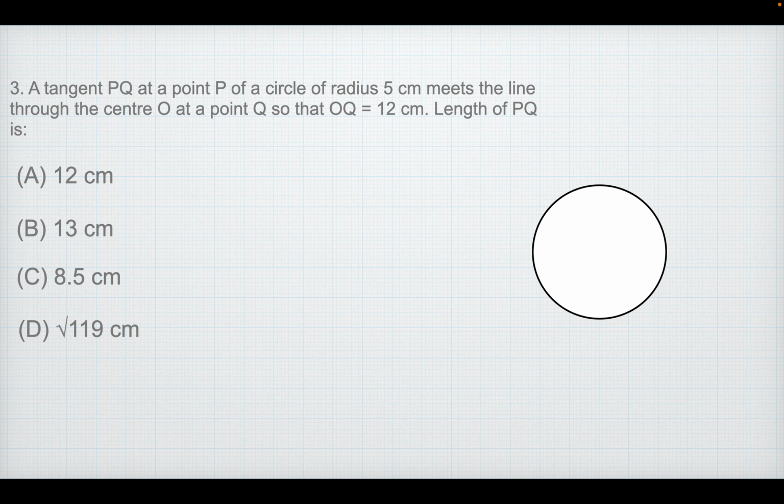So we want to draw a tangent that touches the circle at point P here, of radius 5 cm, meets the line through the center O at point Q. So we have a point Q here. When I draw a line through the center, that's the center O. If I draw a line through this, it will meet it at point Q.